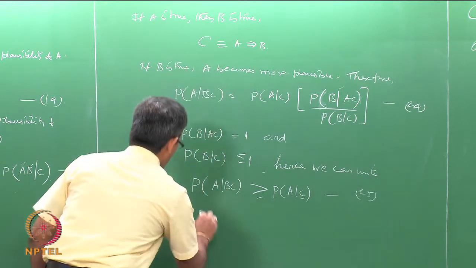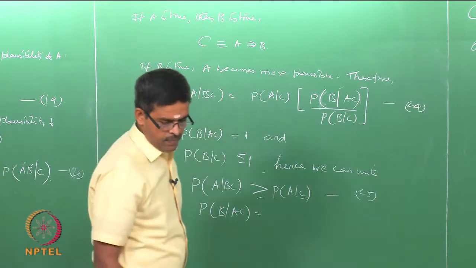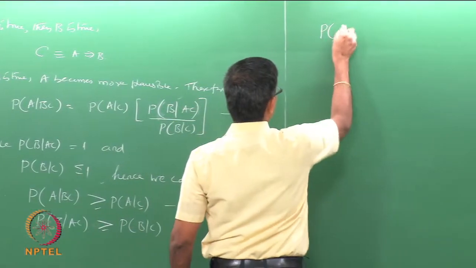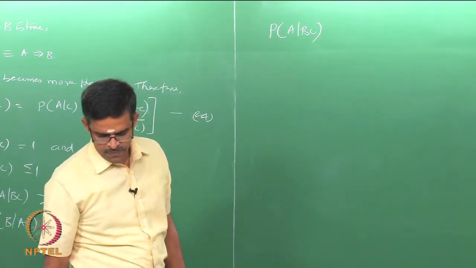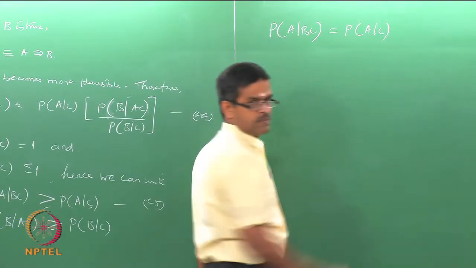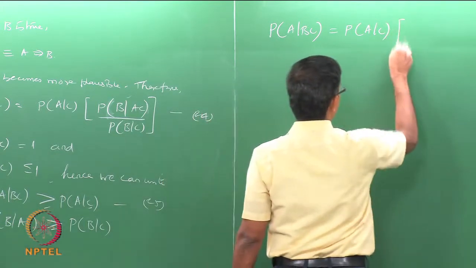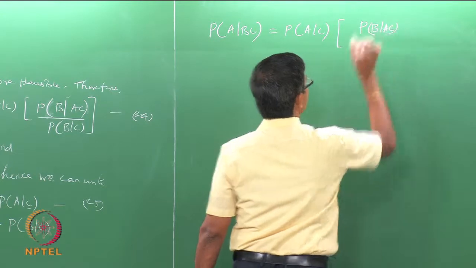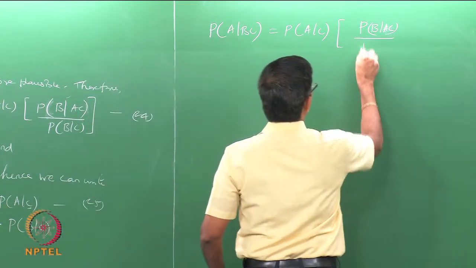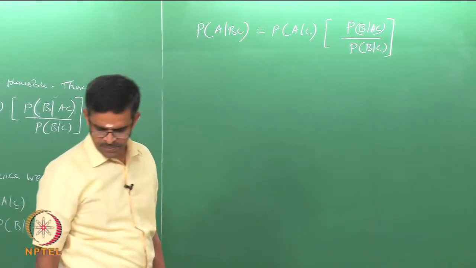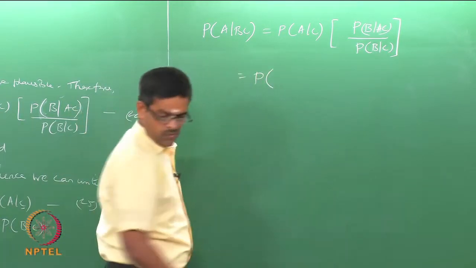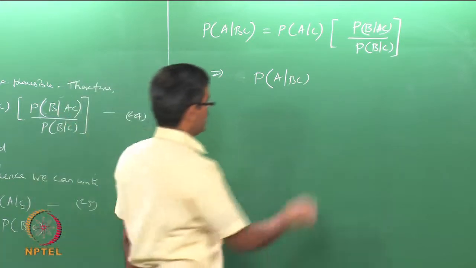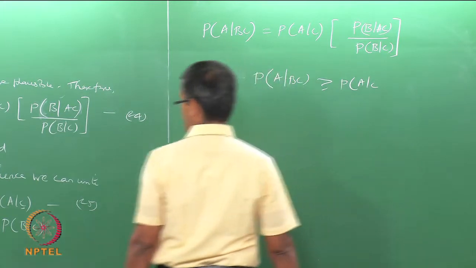So, one can write probability of B given AC is obviously now greater than or equal to probability of B given C, and probability of A given BC is probability of A given C multiplied by probability of B given AC divided by probability of B given C, which can be expressed as probability of A given BC is greater than probability of A given C, which we already had established here.